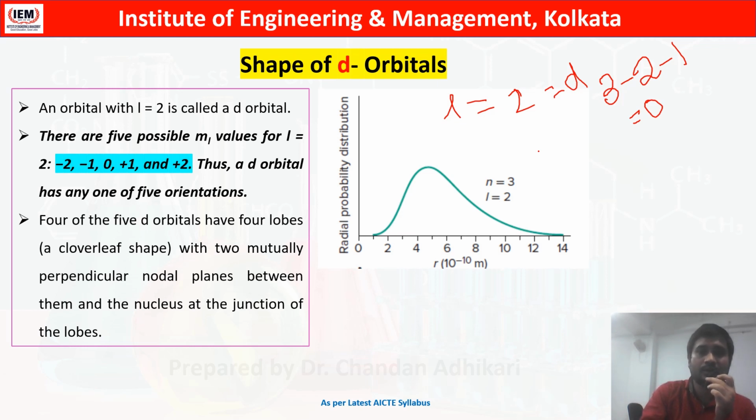So for d orbitals, we need to understand that l equals 2, and accordingly you need to calculate the number of nodes for higher order d orbitals like 4d, 5d.